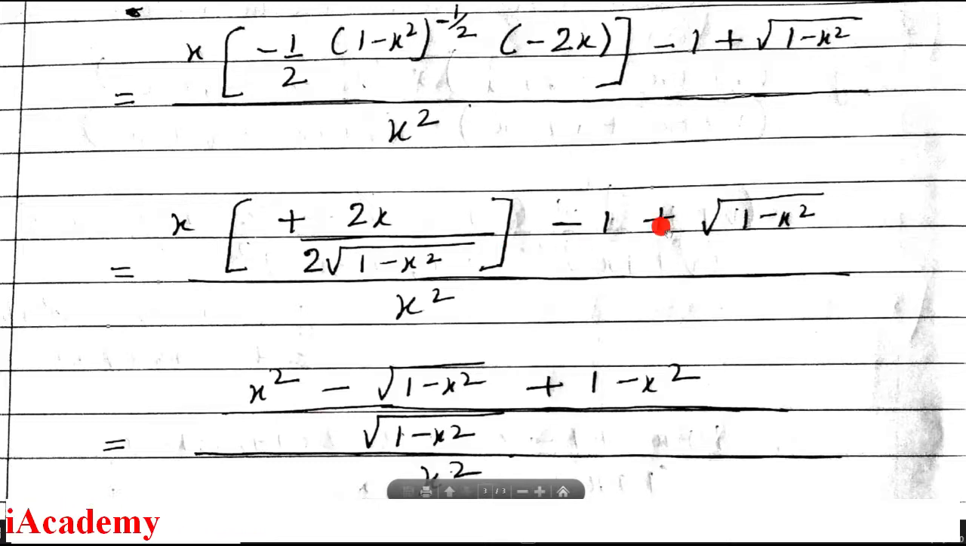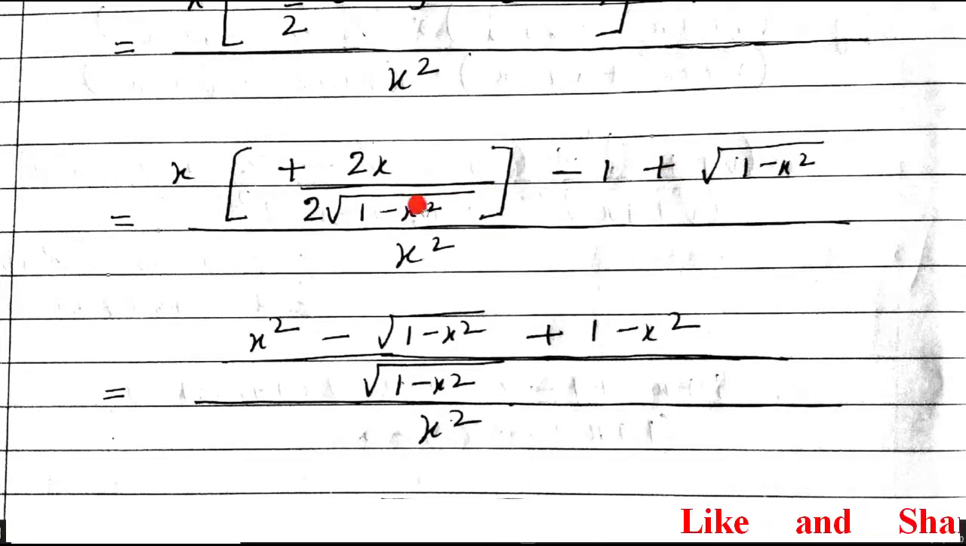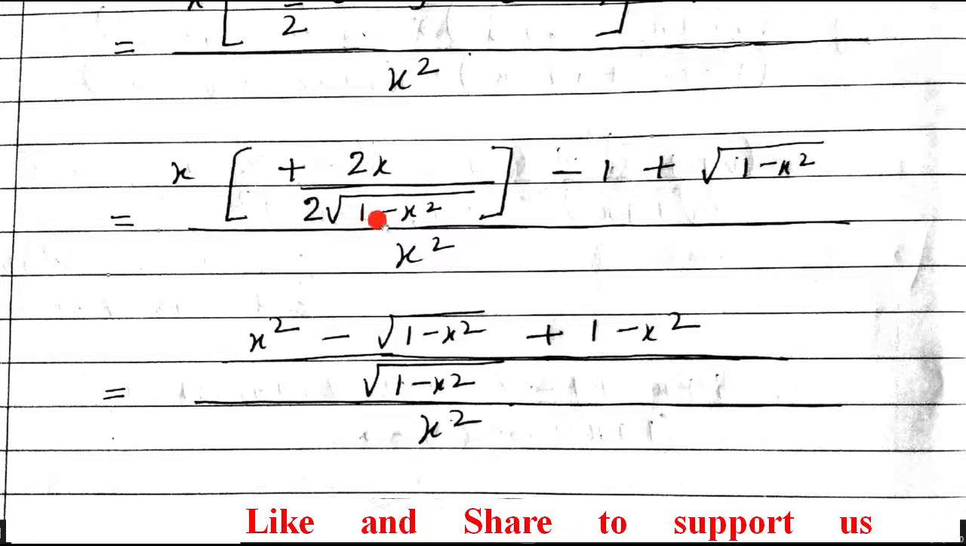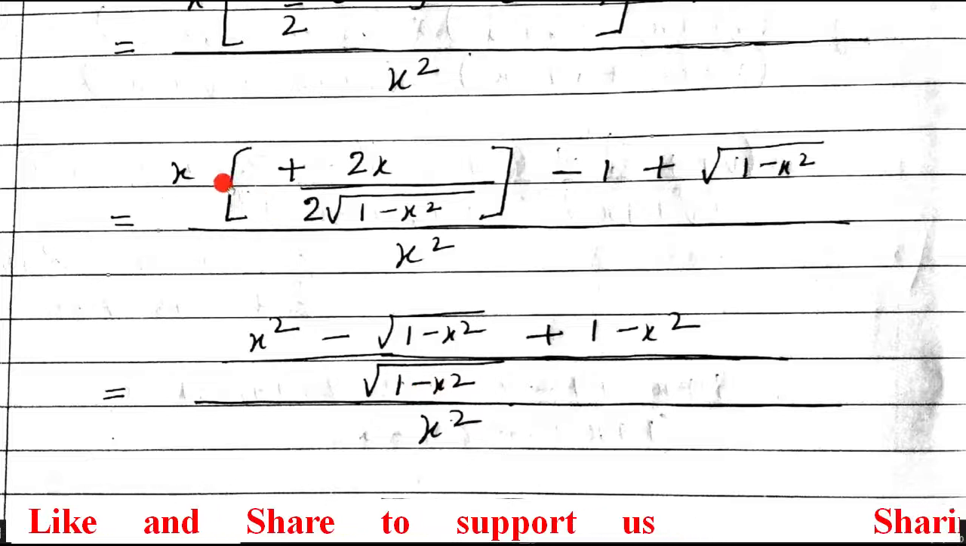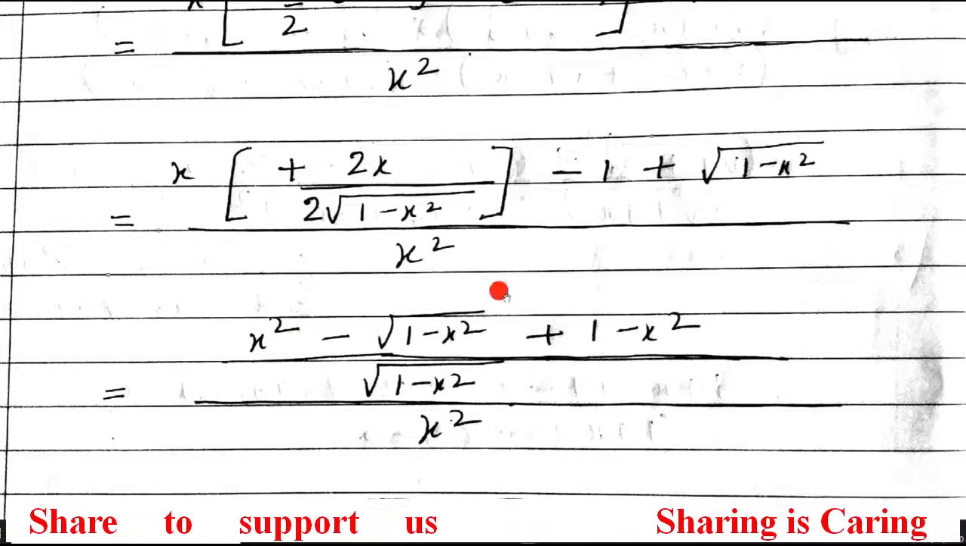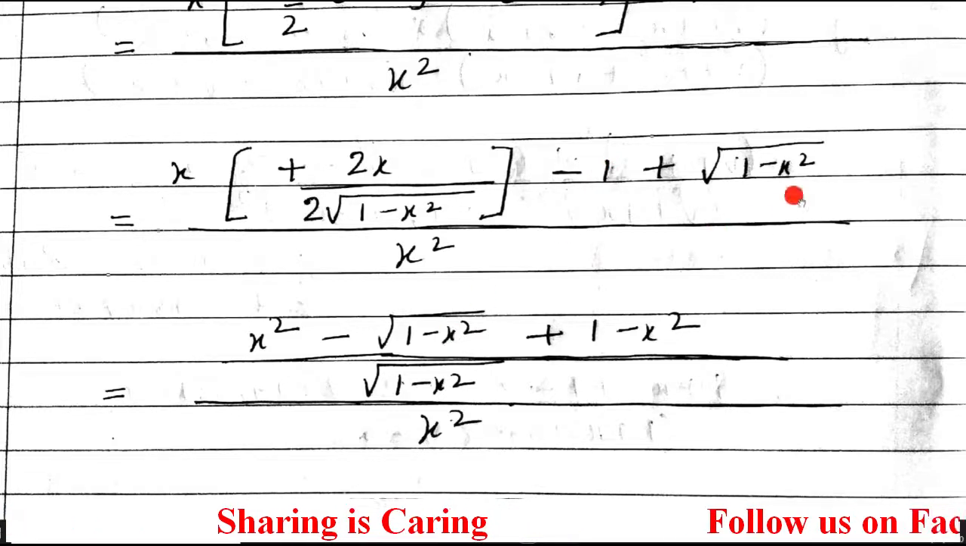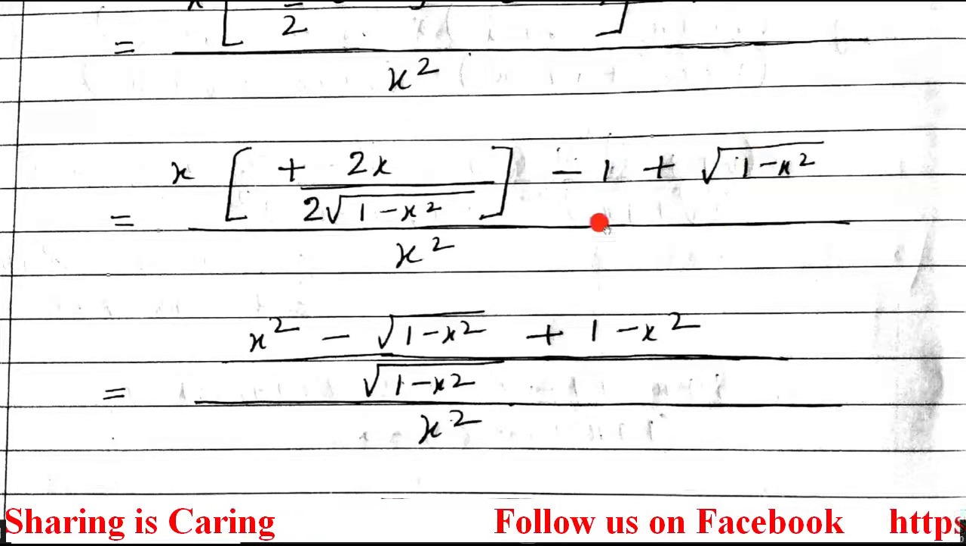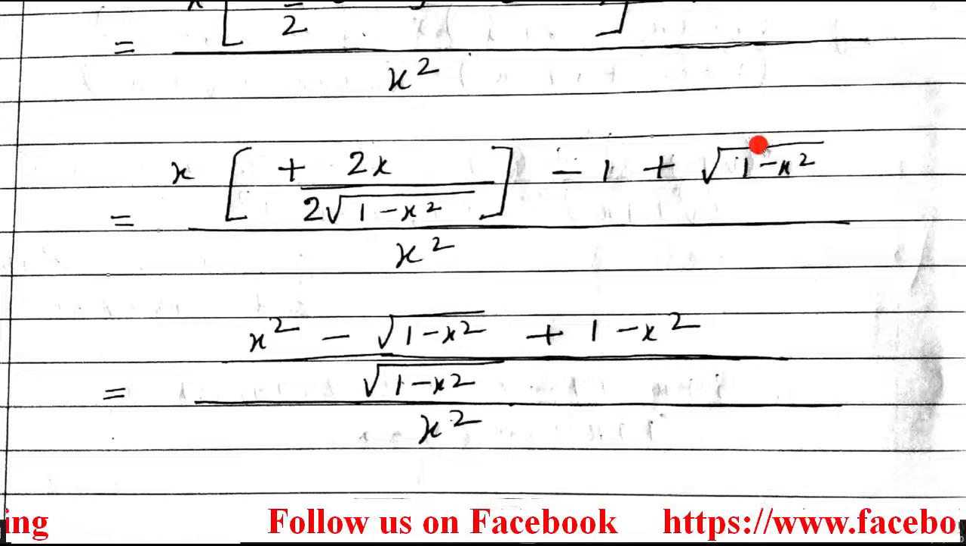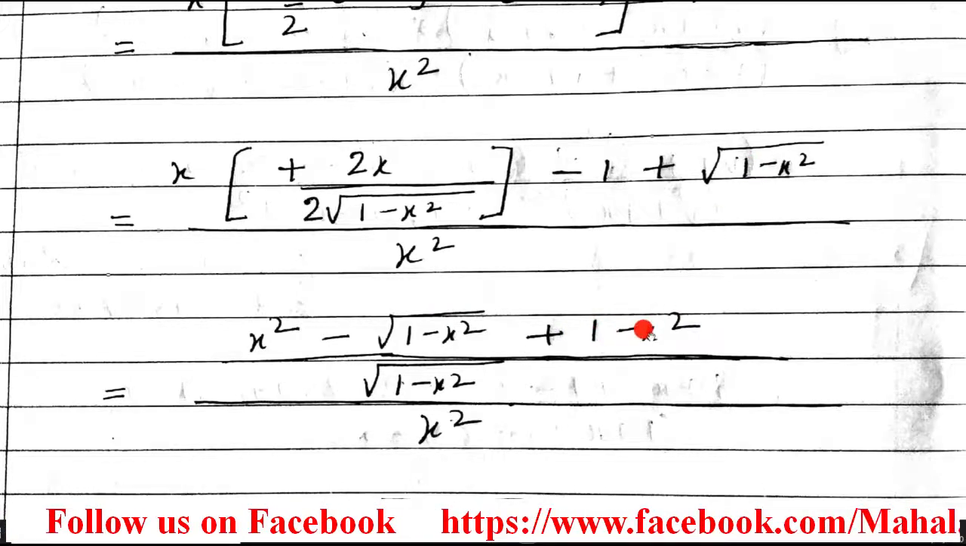So here we'll take the LCM. When we take the LCM, 2 will cancel by 2. The LCM is going to be root of 1 minus x square. Now here x into x is x square. There is nothing, meaning 1. So when we take the LCM here, 1 is multiplied by the LCM, then this will multiply by the LCM. So the root will be removed, and the answer will come here as 1 minus x square.